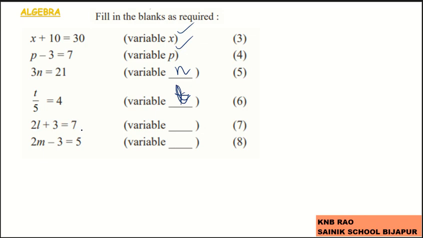2l plus 3 equals 7. What is the variable here? l. 2m minus 3 equals 5. Which is the variable here? m. So from equations 3 to 8, you know which variables are involved.